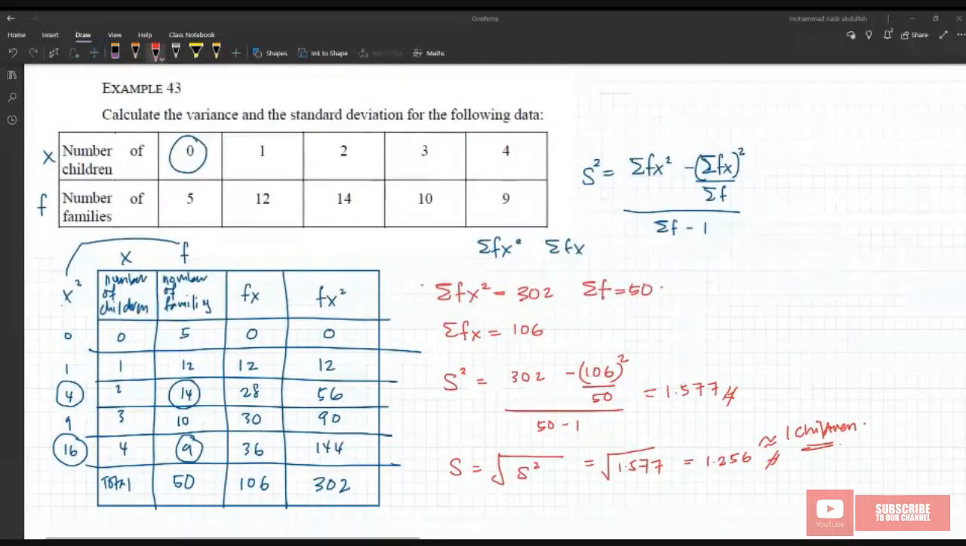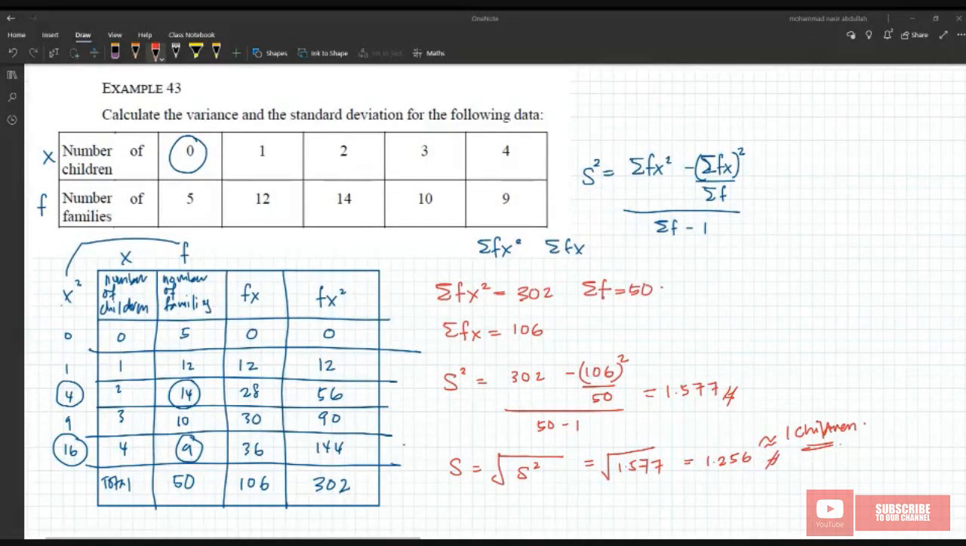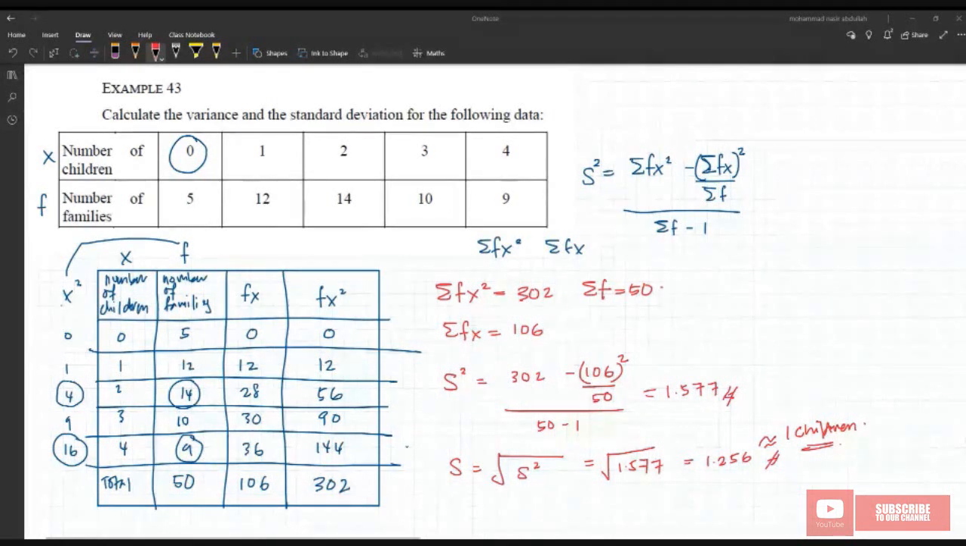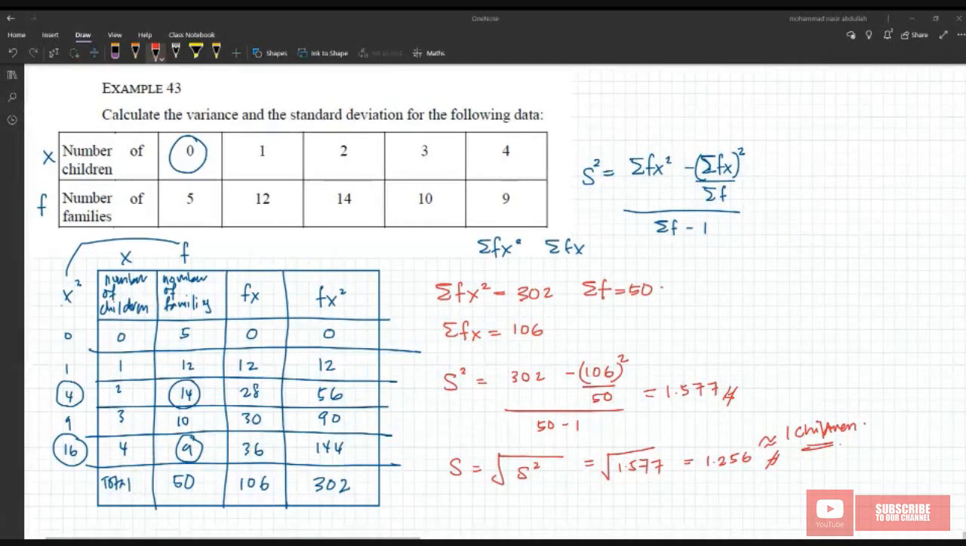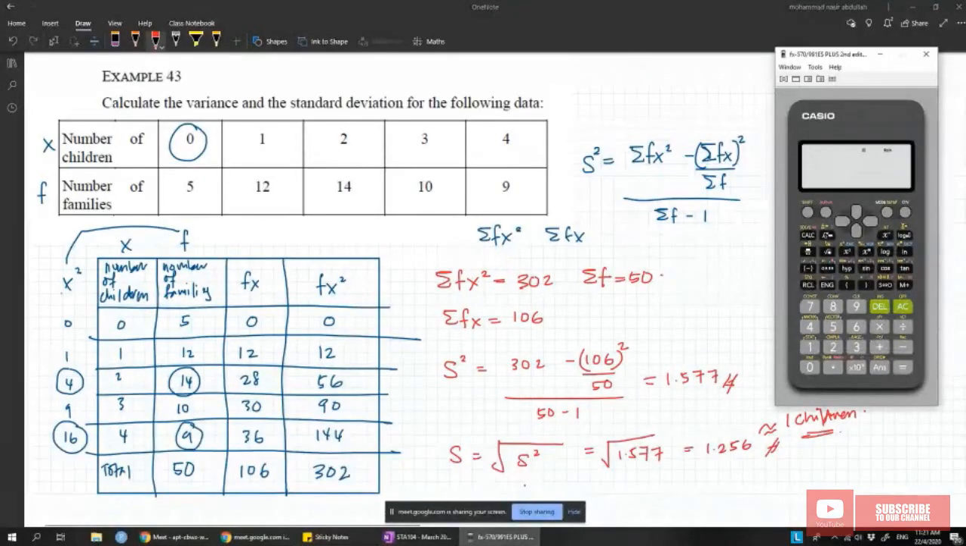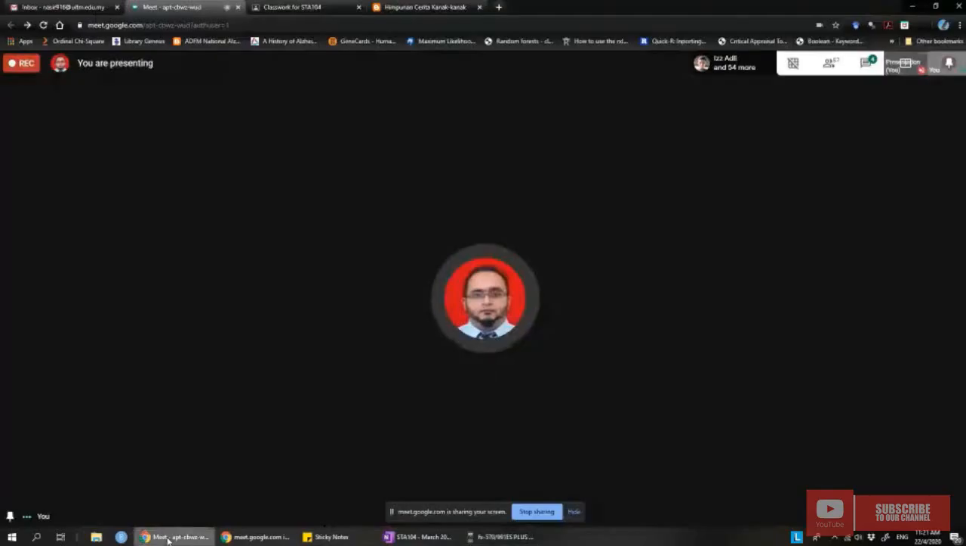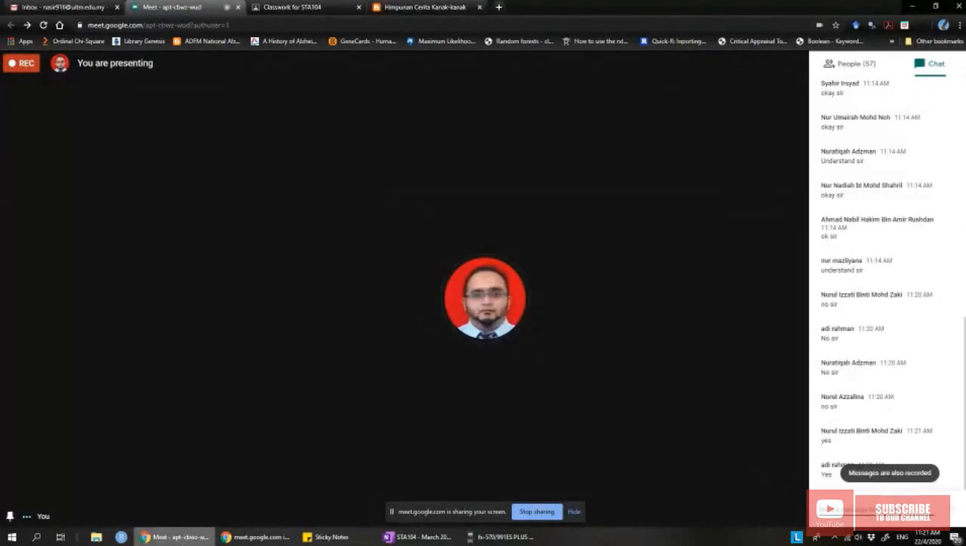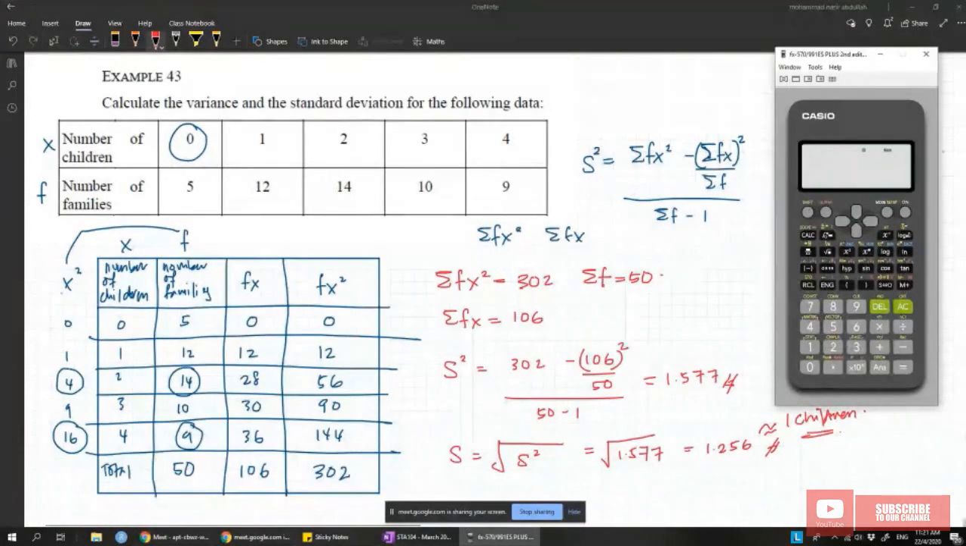Now I'm going to show you how to calculate variance and standard deviation using a calculator. This will save you a lot of time and reduce your chance of making a mistake. So let me stop sharing first. Right now, can you see my slide and calculator? Yeah, very good.